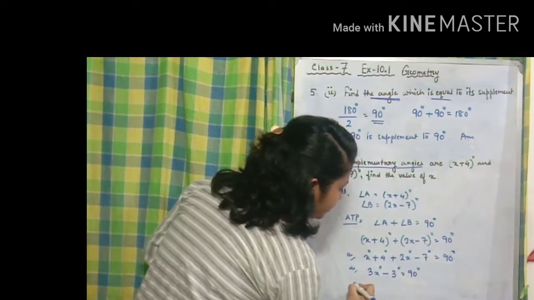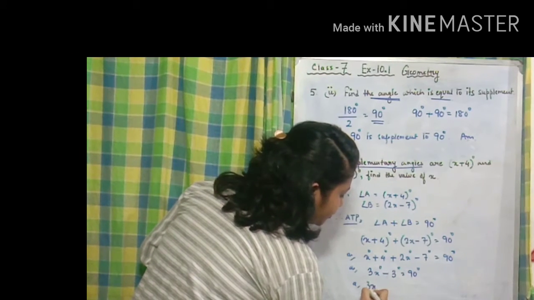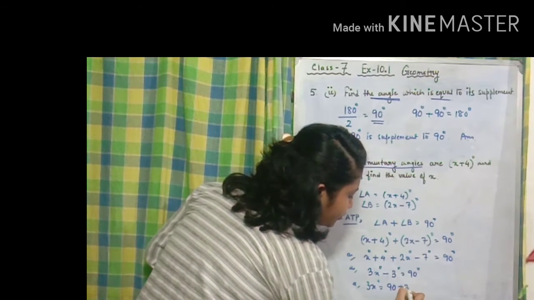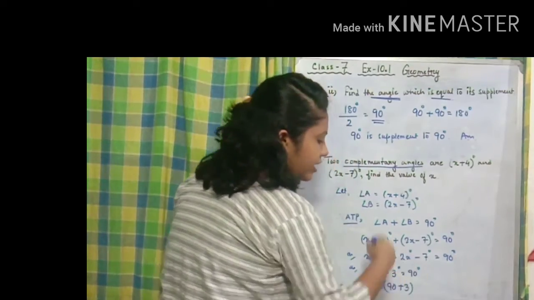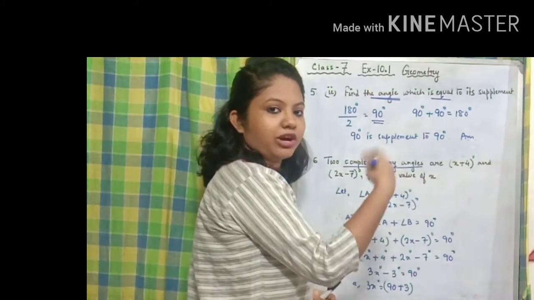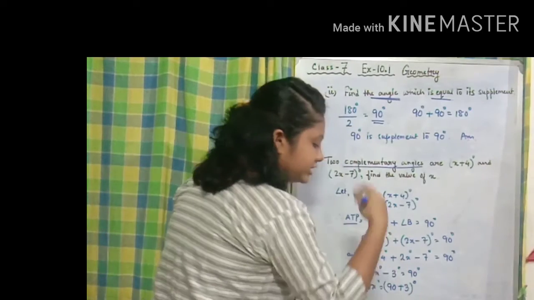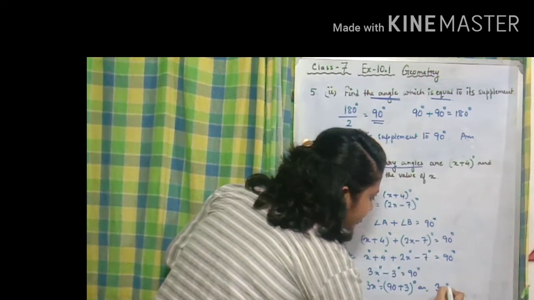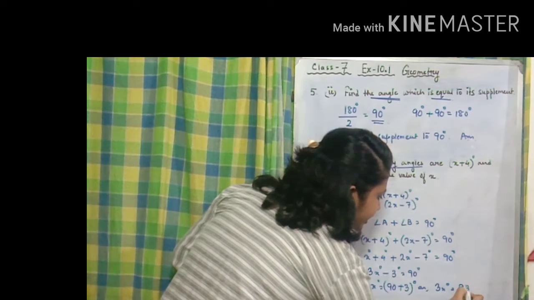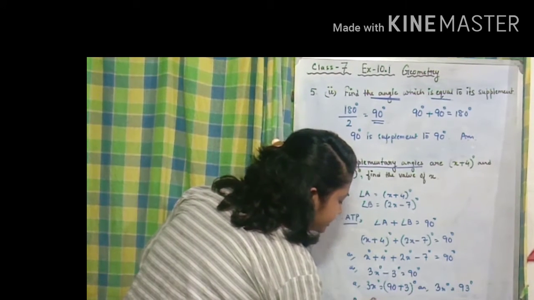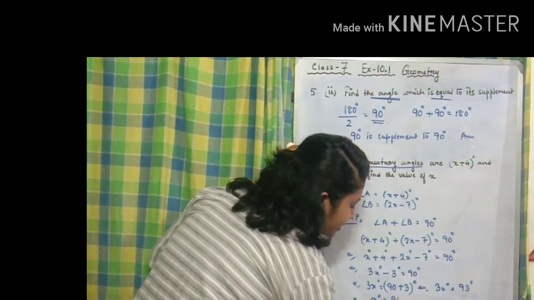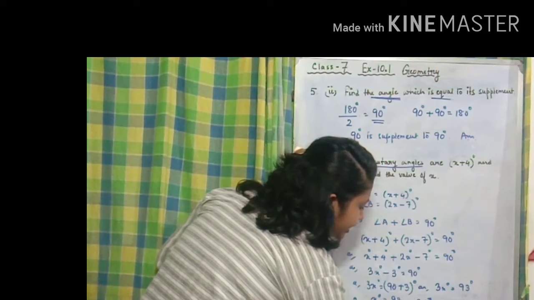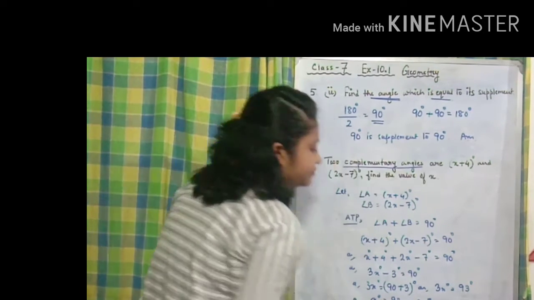Alright, so here 3x is equal to 90 plus 3. When the minus 3 degree went across the equal to, it became its opposite, that is plus. Alright, now 3x is equal to 93 degree, or x degree is equal to 93 divided by 3, that means 31 degree. Okay, and this is our answer.